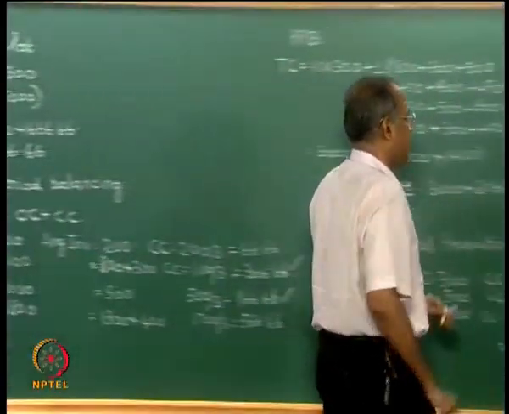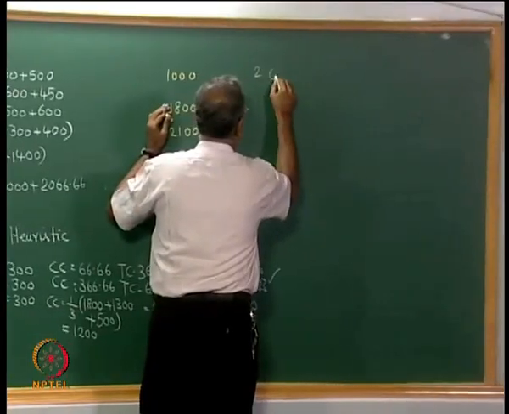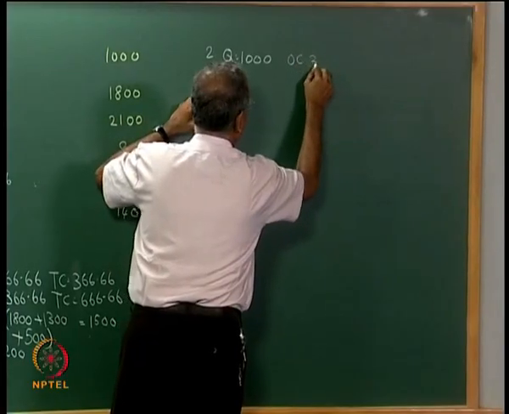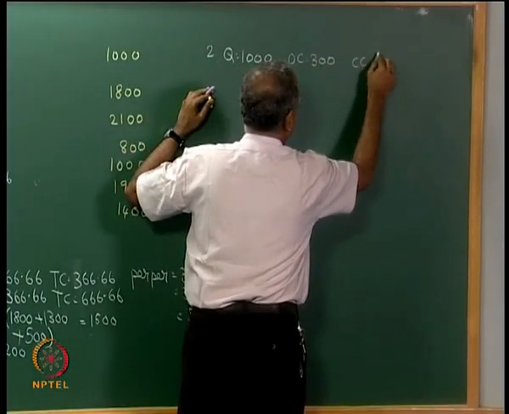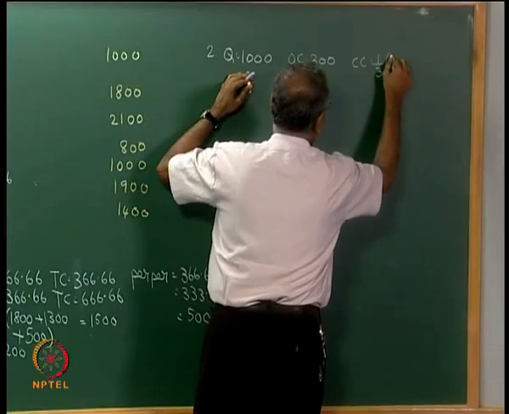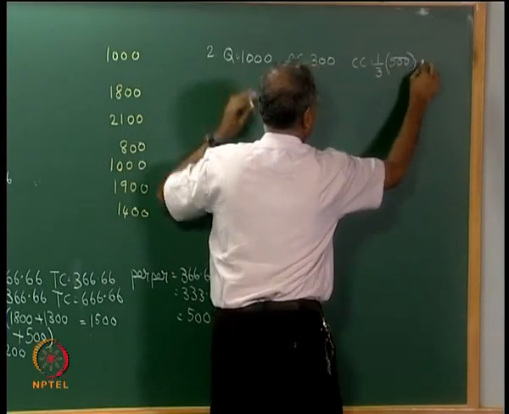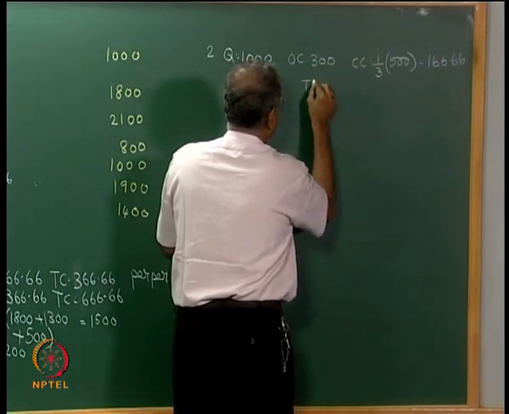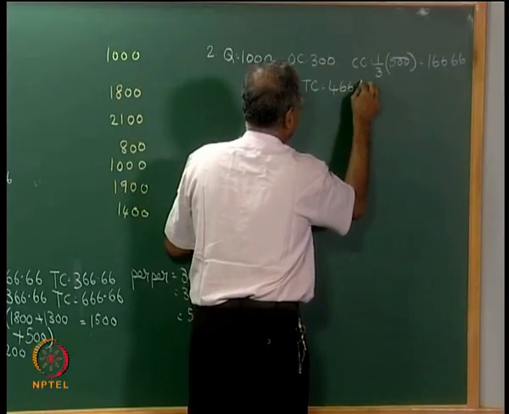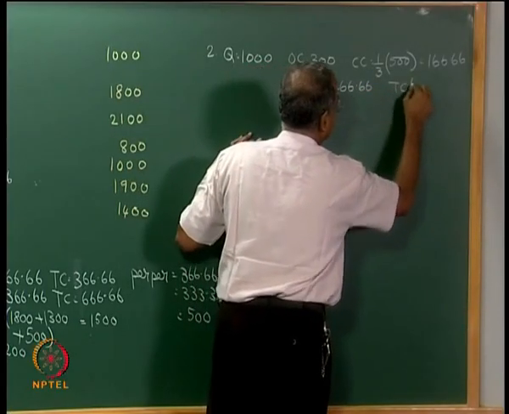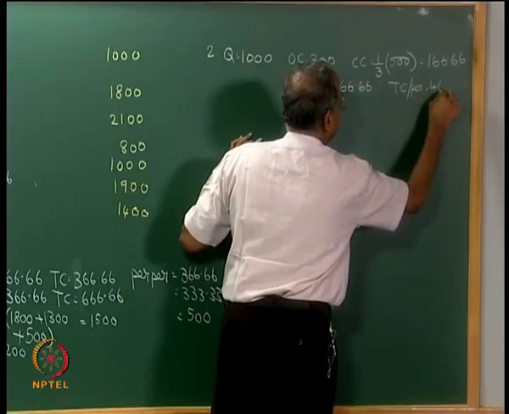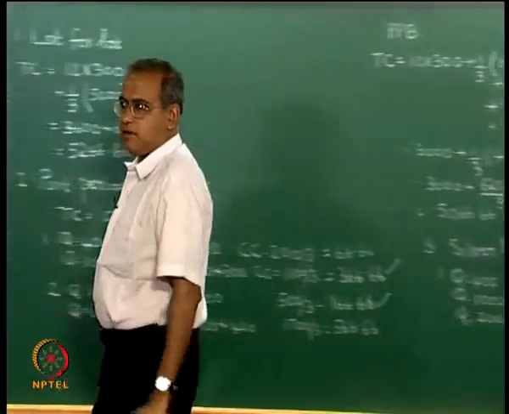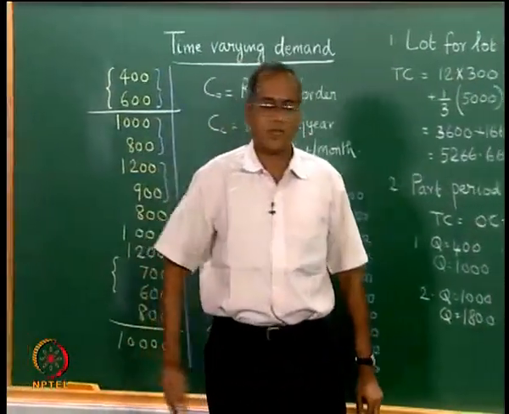So we now look at the case 2 when q equal to 1000, order cost is 300, carrying cost is 1 by 3 into 500 which is 166.66. So TC is equal to 466.66 and TC per period is equal to 466.66. Now in silver meal we try and combine this 1000 and 800 together.